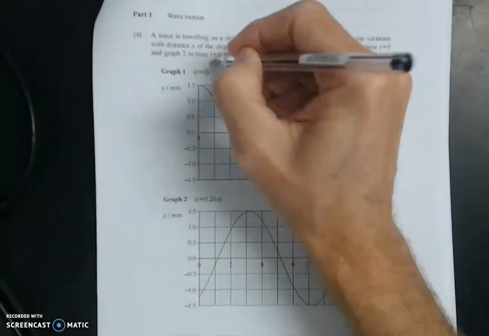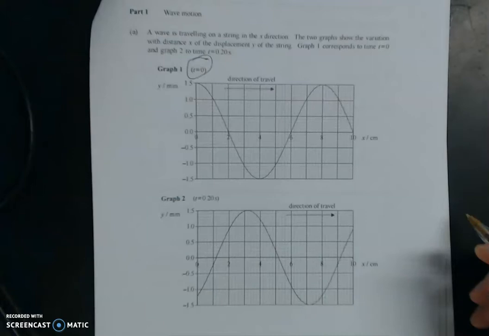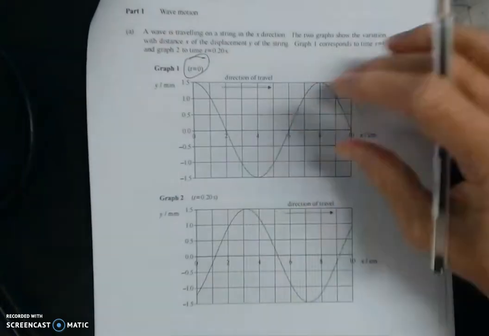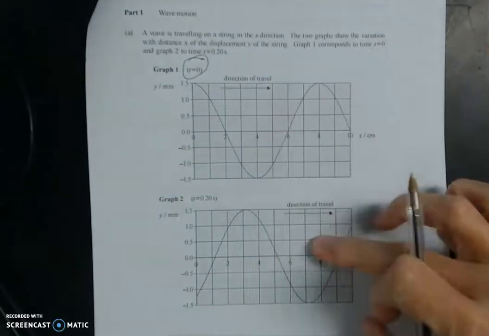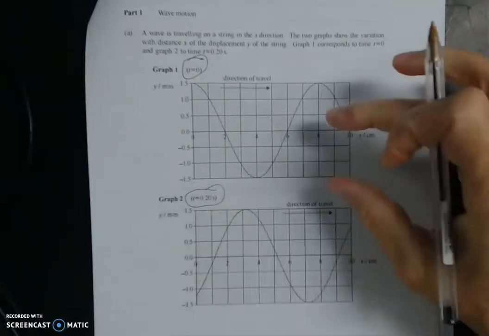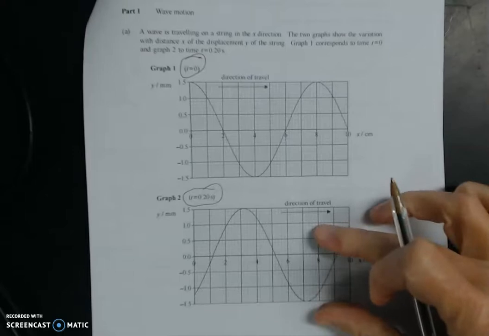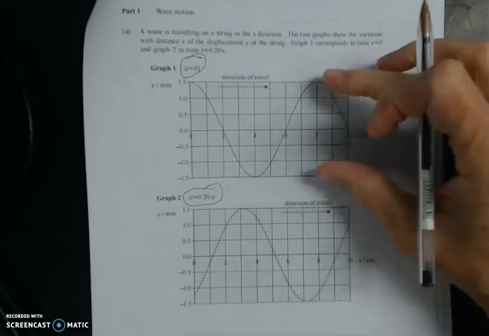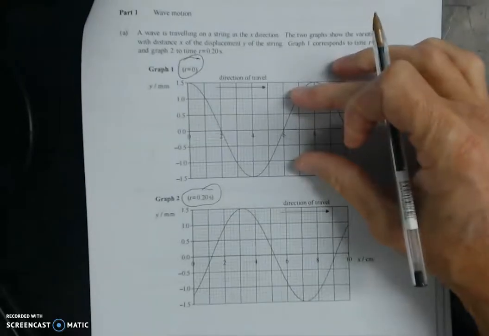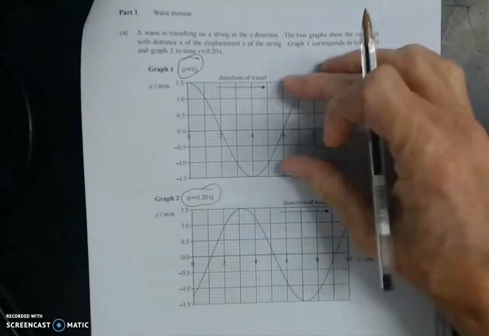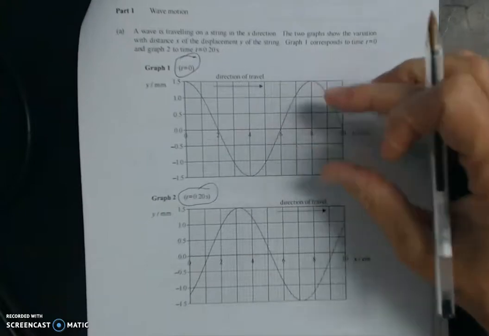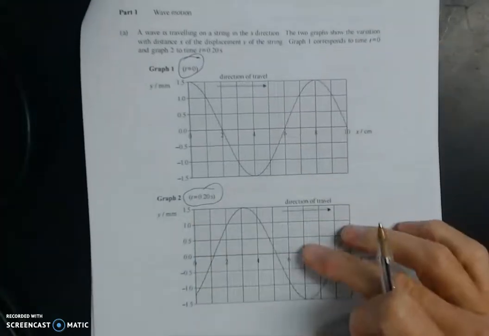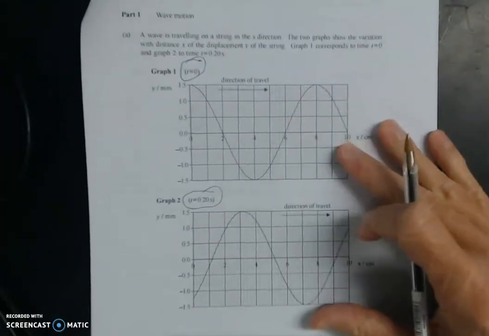This shows at time equals 0 a frozen image of the wave. And then this is later at time equals 0.2 seconds, a frozen image of the same wave. So what we're looking at here is at one moment, and then at a later moment, hopefully not that long afterwards. And now they're going to ask us some questions once we understand that.